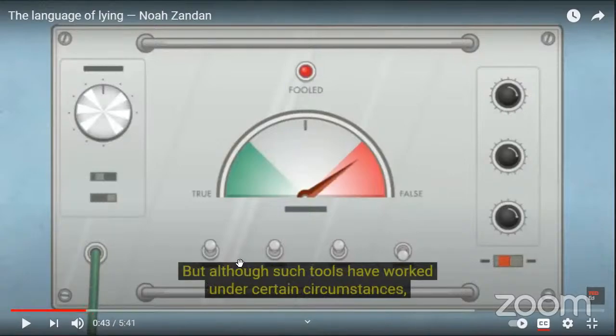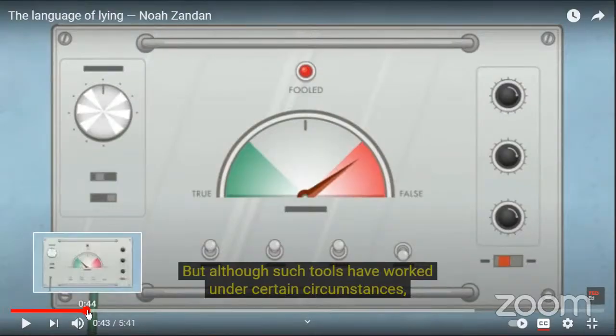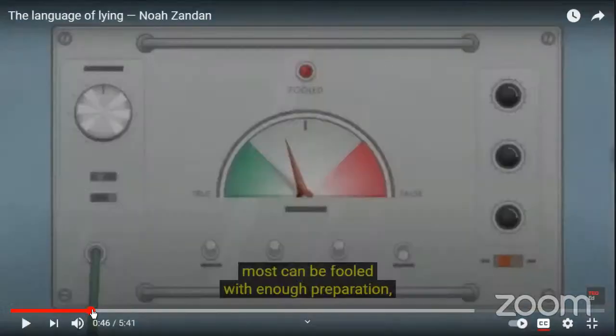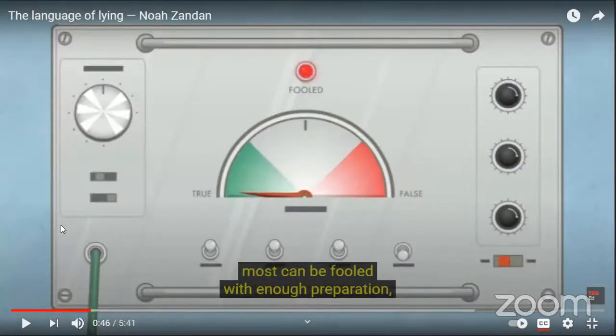I would like you to read this part, please, Abel. Read this over here, please. But although such tools have worked under certain circumstances, and the second part is the following. This one, please. Most can be fooled with enough preparation.